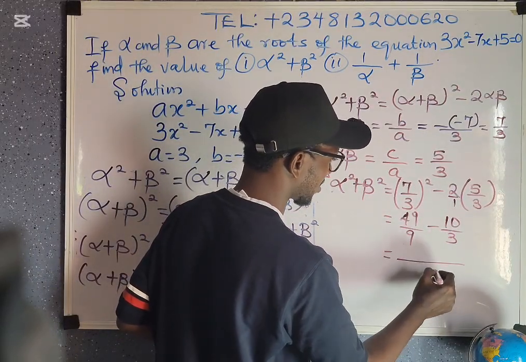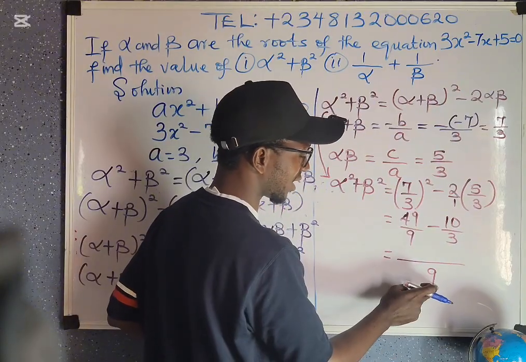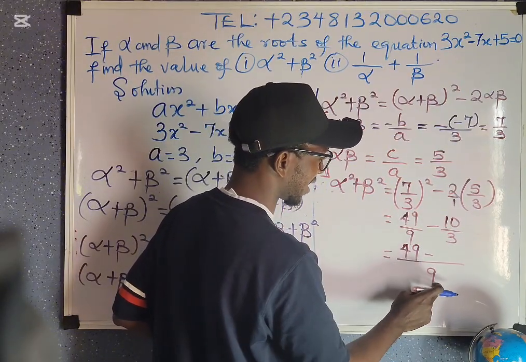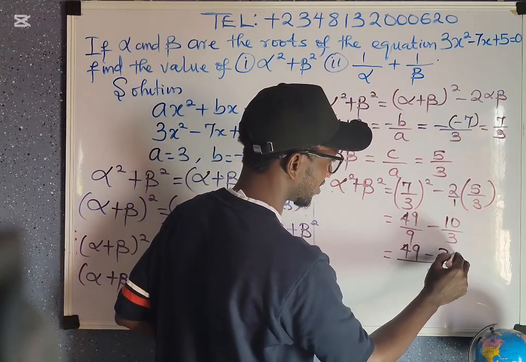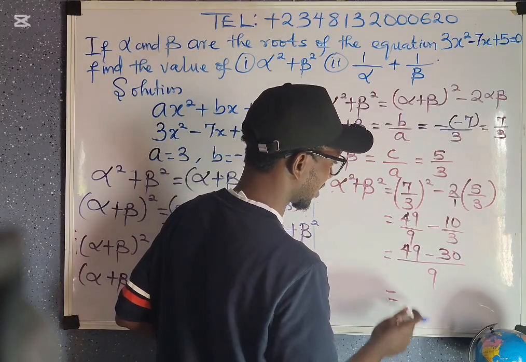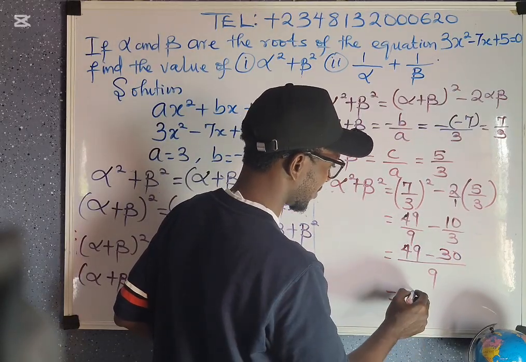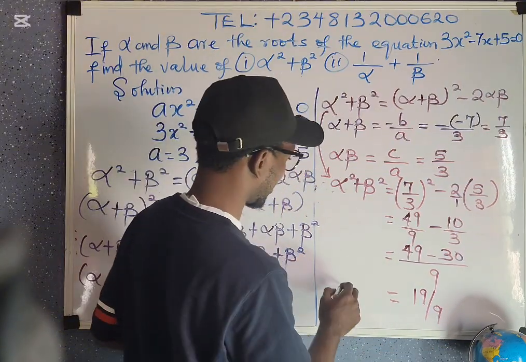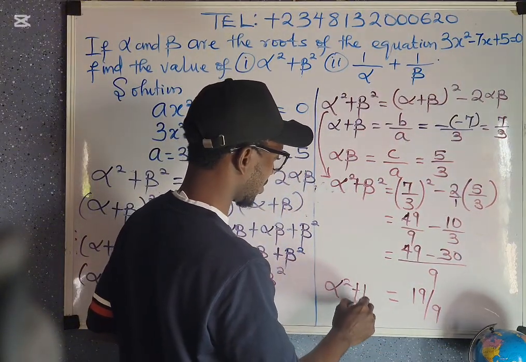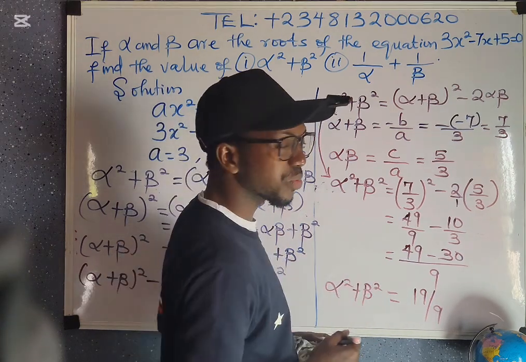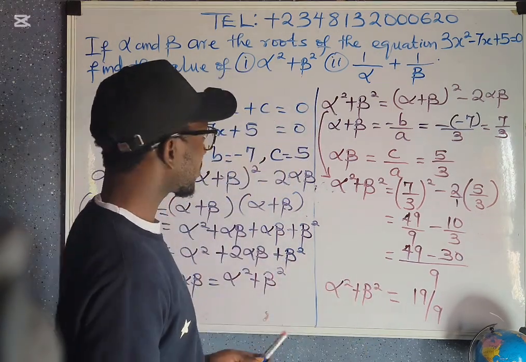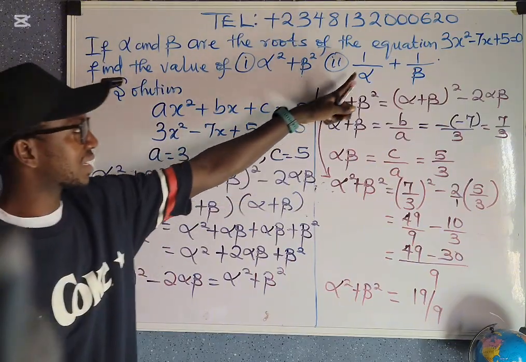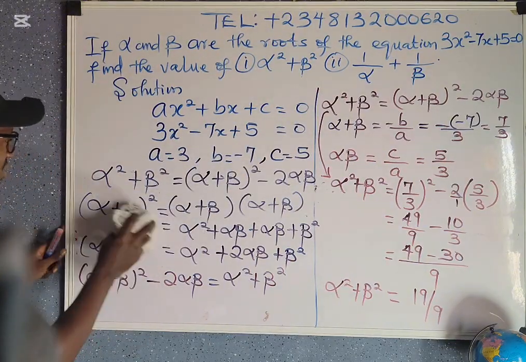If we find the LCM, which will be 9, 9 in 9 is 1 times 49 is 49, minus 3 in 9 is 3 times this is 30. So we have that 49 minus 30, that's going to give us 19 over 9. So that means that alpha squared plus beta squared is equal to this. All right, so you can look at this solution while I clean this place so that we can attempt the second question as well.